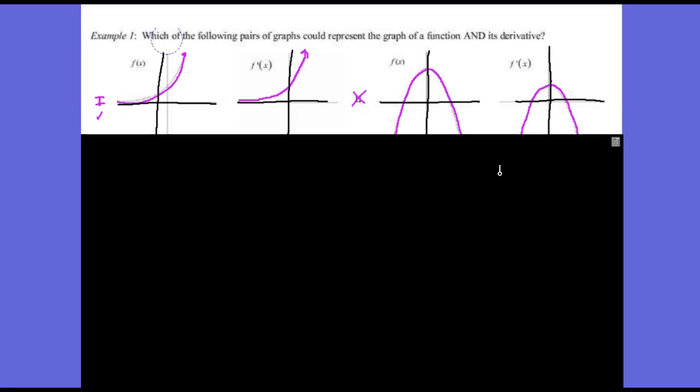So you have a multiple choice example that says which of the following pairs of graphs could represent the graph of a function and its derivative. Which of these could represent the graph of a function and its derivative? So look at the examples and determine, based on our chart, if they match.